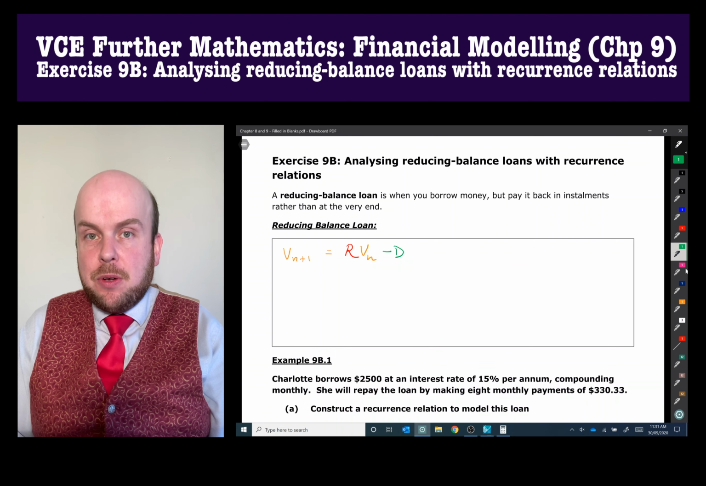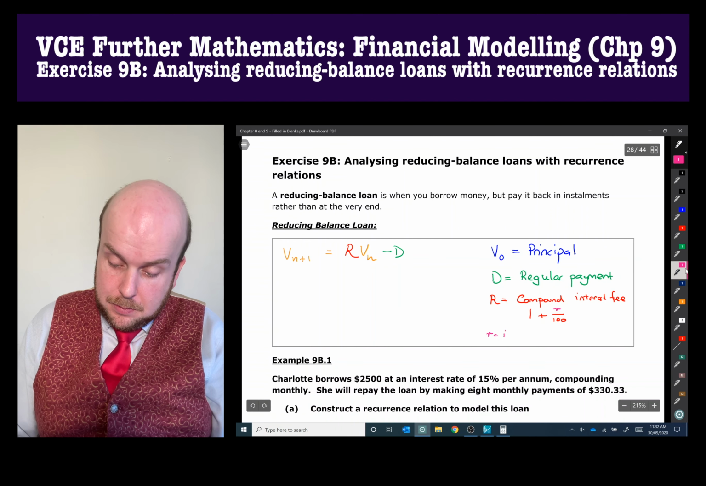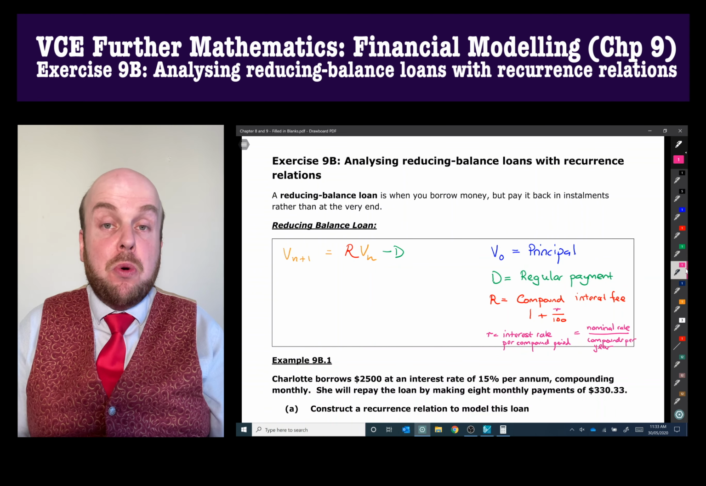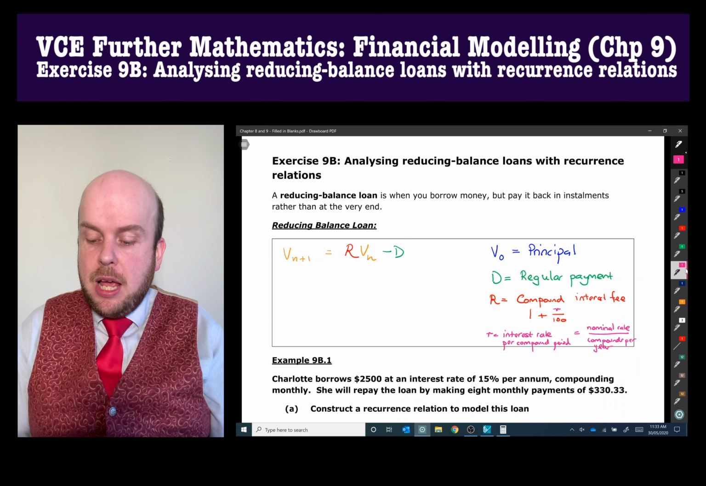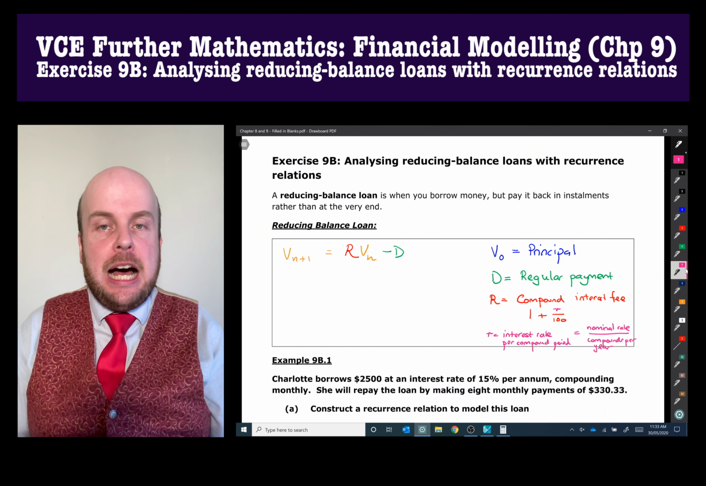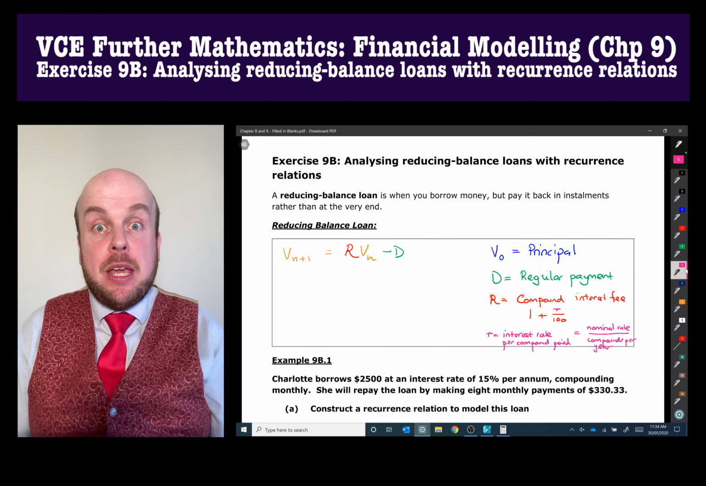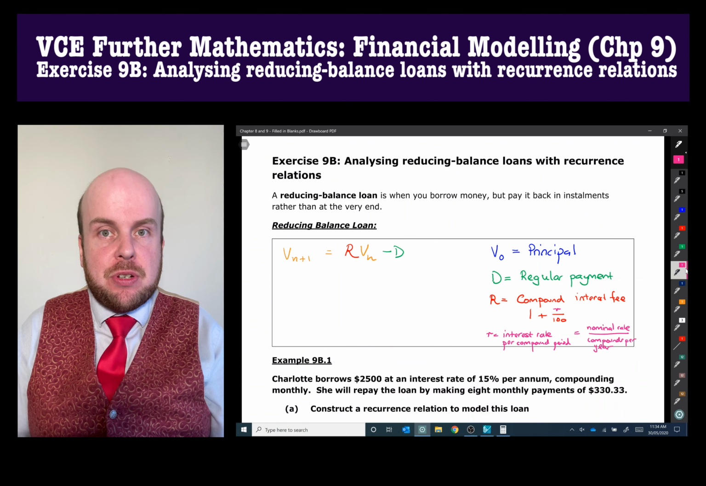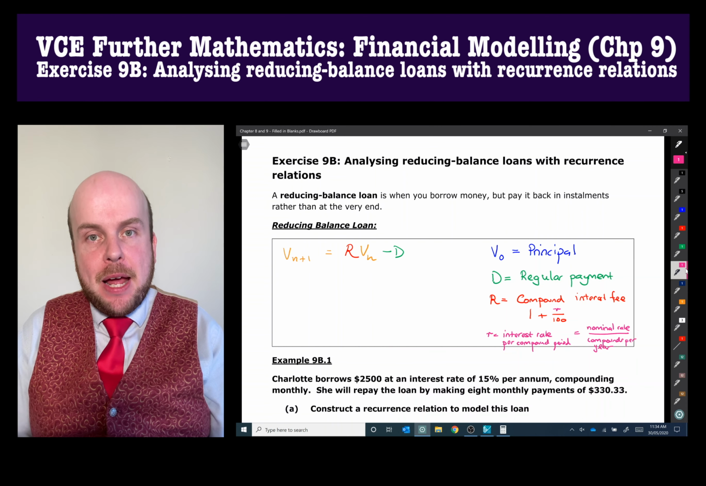Vn plus 1 equals R times Vn minus D. V0 is the principal, that's the original amount that we borrowed. D is the regular payment that we are paying back our loan. R is the compound interest factor, which is calculated by doing 1 plus little r over 100, where little r is the interest rate. And the way that we use it is we take the yearly interest rate, sometimes known as the nominal interest rate, and divide it by the number of compounds that are required.